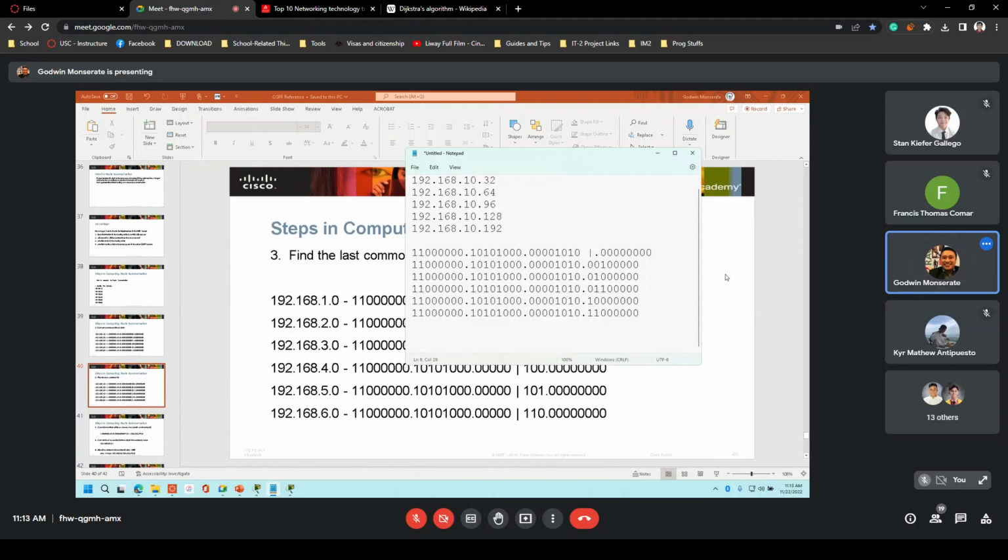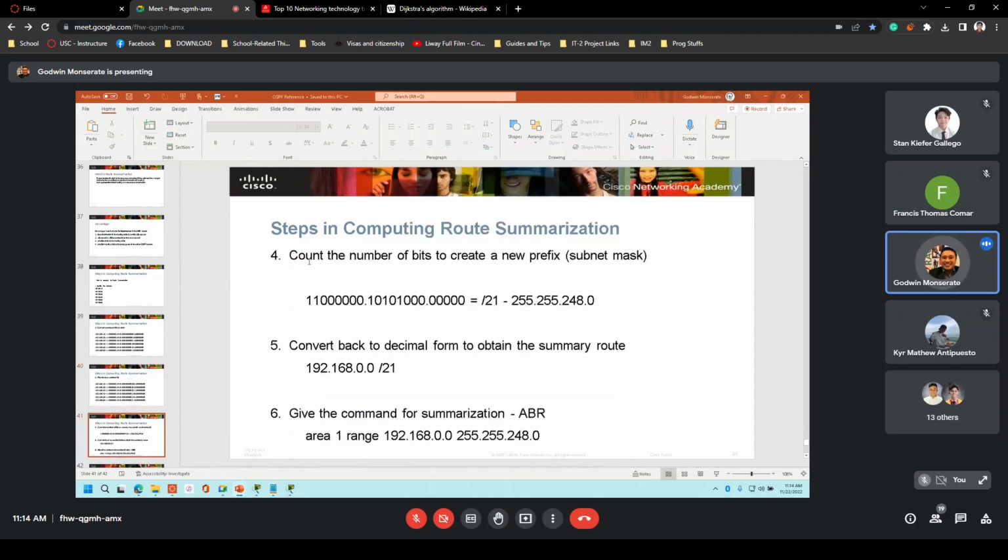Separate. Okay. Then we separate. So we found already the last common bit. The next thing that we're going to do is count the number of bits to create a new prefix. Okay? Count the number of bits.